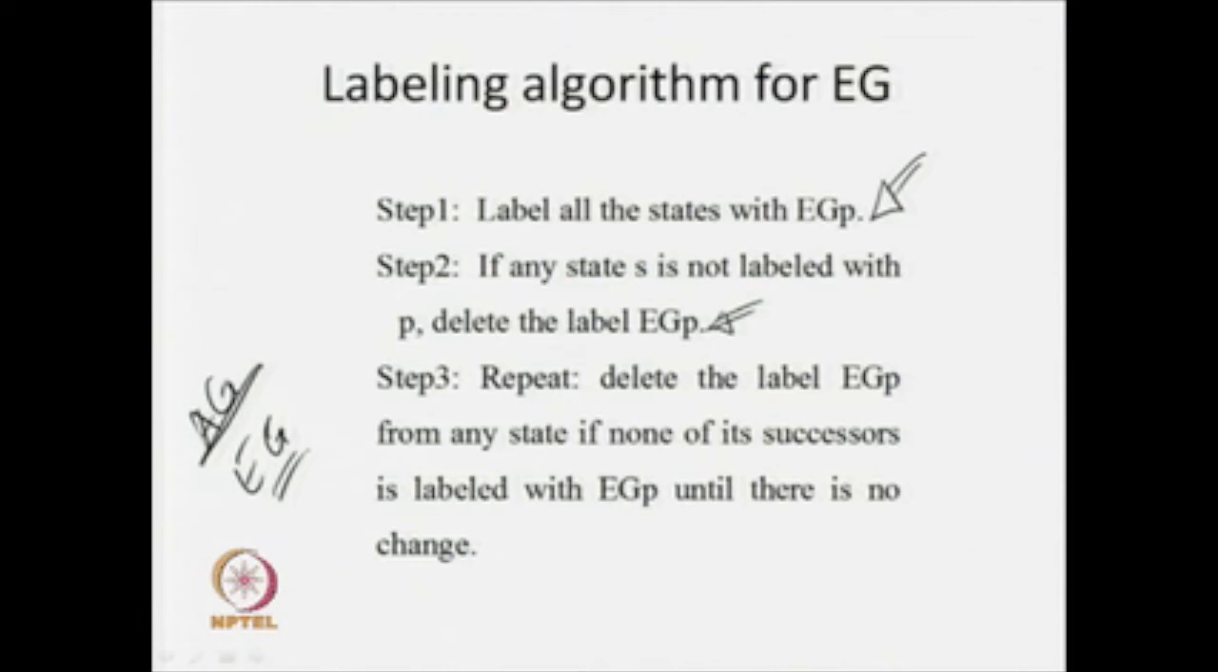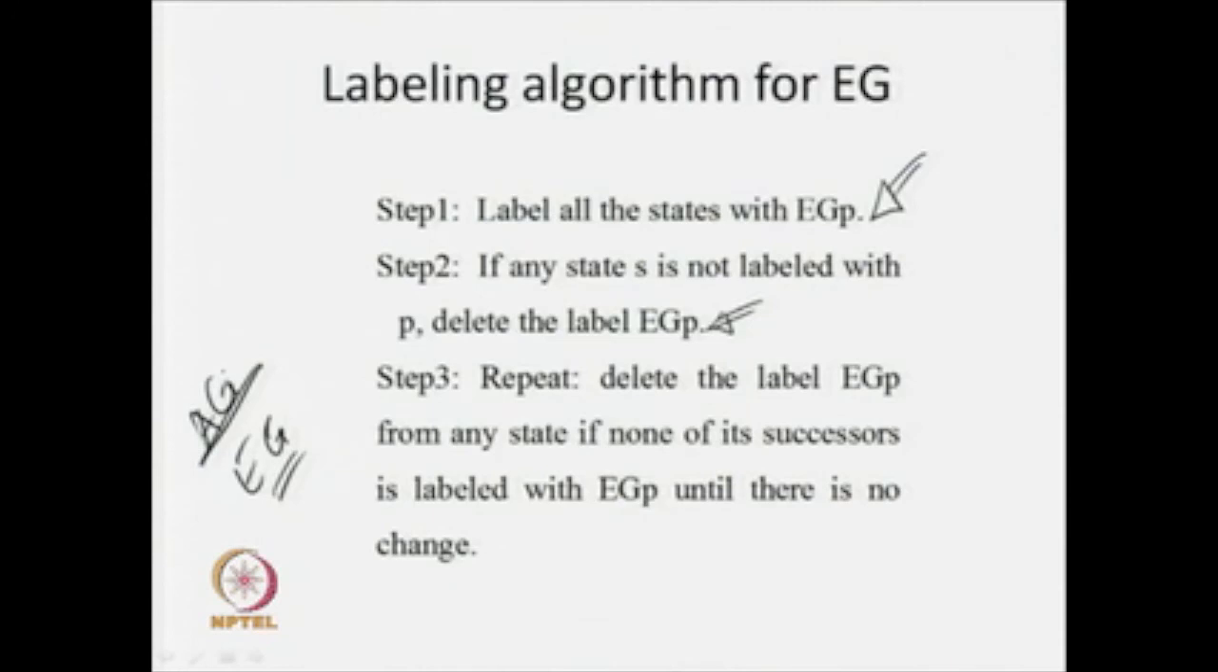EG may be true in some state, but AG may be false. But if AG is true in some state, then EG must be true over here, because with AG we are talking about all paths and with EG we are talking about some path. So, if AG is true in a particular model, then EG must be true, but if EG is true, AG may not be true. So, in this particular case, if P is not labeled, then we are deleting EGP. Since EGP is not true, there is no question of having AGP true over there. So, straight away you can use these things.